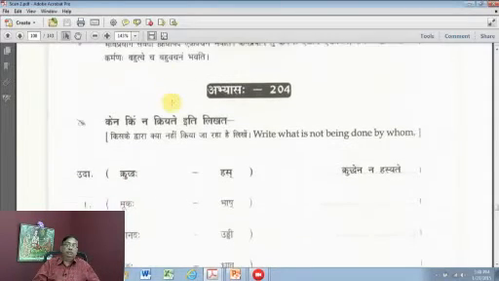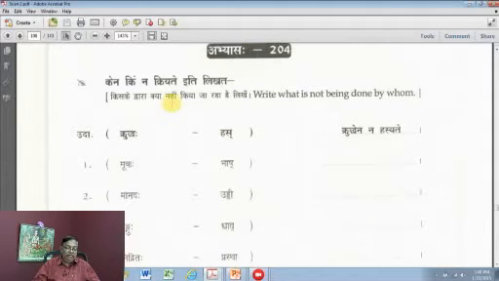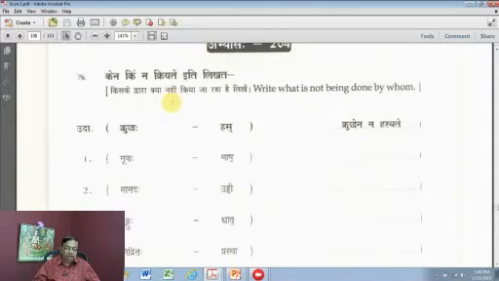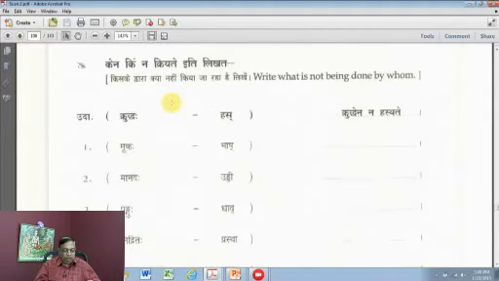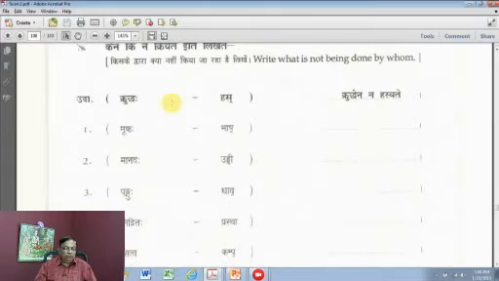And then exercise, Srinivas, so many exercises are there here. Kena kim na kriyate iti likhata. So just write down what is not being done by whom. For example, kruddhena na hasyate. Meaning, now this is bhave prayoga. How to understand? Convert into active voice, kartari prayoga. Kruddhaha na hasati. Kruddhaha purushaha is understood. Na hasati. That is the meaning of this bhave prayoga. What is that? Kruddhena na hasyate.